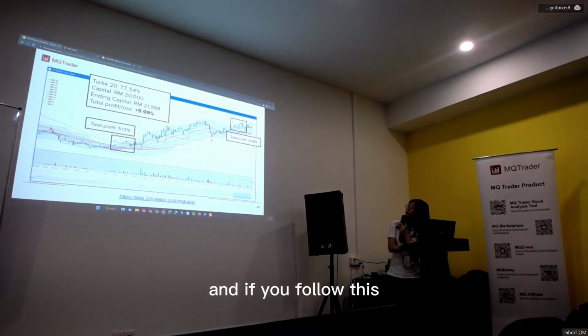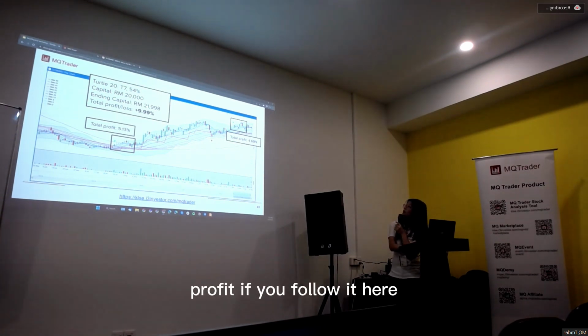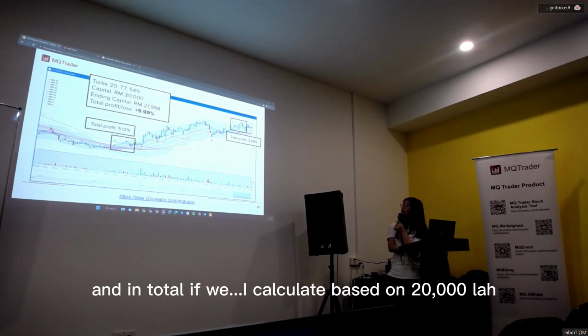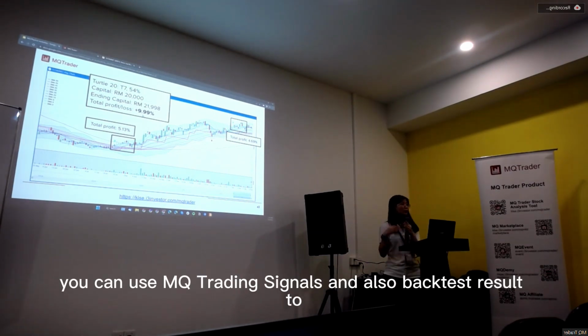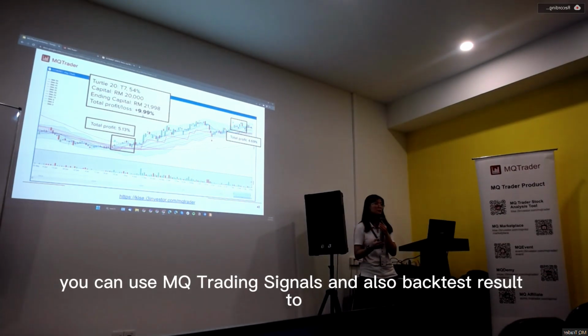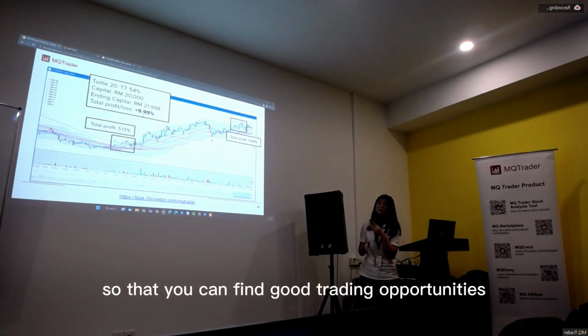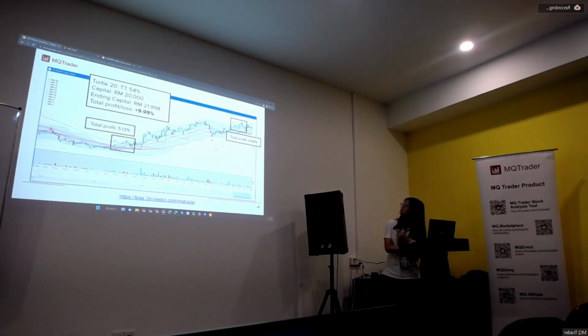And if you follow it here, you get a 5.13% profit. If you follow it here, you get a 4.69% profit. And in total, I calculate based on 20,000 capital, and then you get about 10% profit. So this is how you can use MQ trading signals and also backtest results to secure your capital so that you can find good trading opportunities with lesser risk.